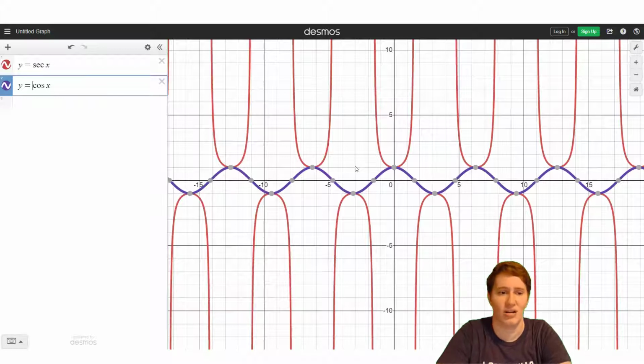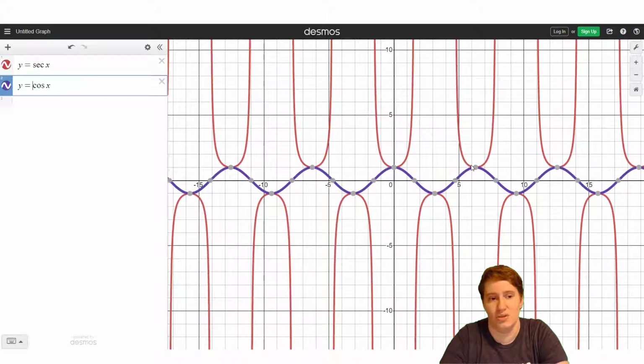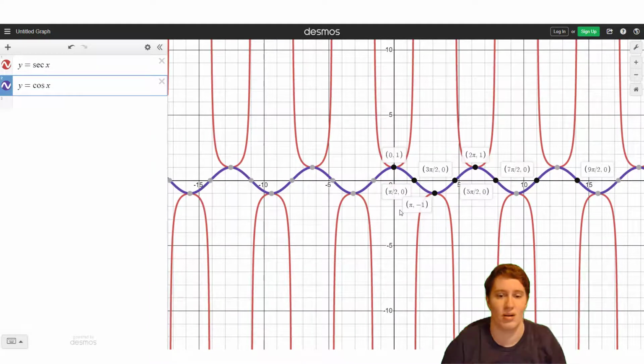If we compare this with what we just had for cosecant and sine, it's just that since cosine is a shift over of sine, secant is a shift over of cosecant. So that's how it is. So here where our cosine graph crosses the middle is where we have some vertical asymptotes. Where we're at our top amplitude or bottom amplitude is where we start our actual curve. So we're going to graph this in a similar way.